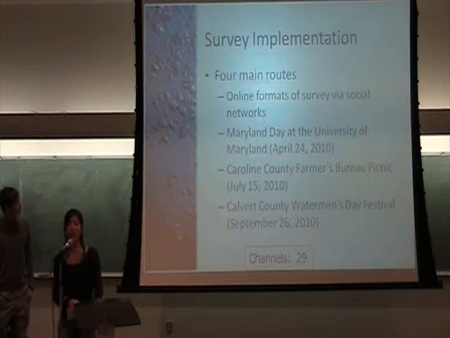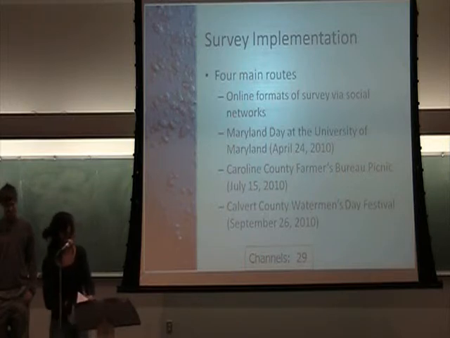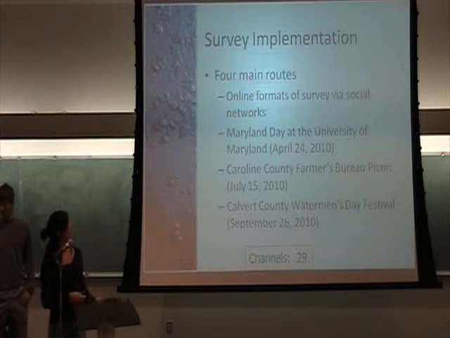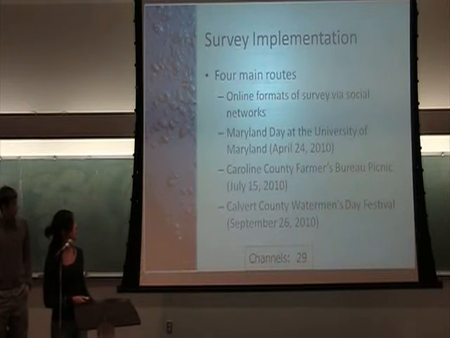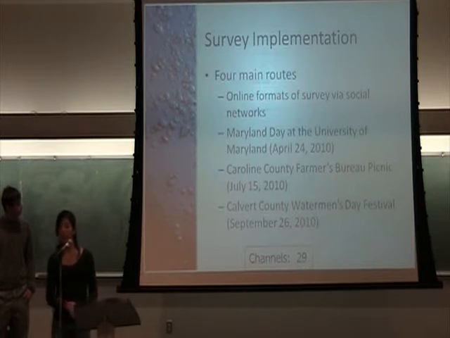Our survey groups included 4 main groups. They were the Maryland community students and families, farmers, watermen, and municipal league members. We first started out by surveying people online via social networks. Then we surveyed during Maryland Day this past spring. During the summer, we surveyed at the Caroline County Farmers Bureau Picnic, and in the fall, we surveyed at the Calvert County Watermen's Day Festival. And in November, we also surveyed the Maryland Municipal League members.